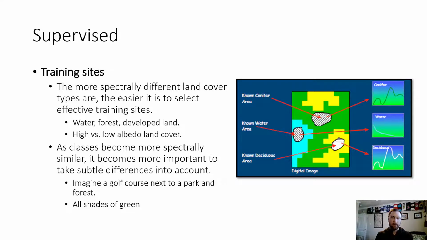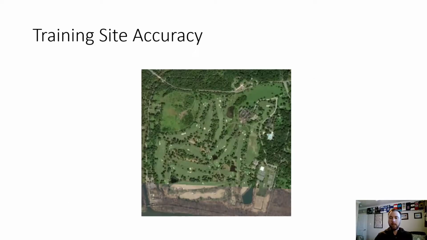So imagine, for example, a golf course next to a park and a forest. So they're all green, right? They're all different shades of green. I actually happen to have such an example right here. So here we have a golf course. We have some grasses in the northwest corner that are not part of the golf course, and then it's surrounded by forest, right? So they're all different types of green.